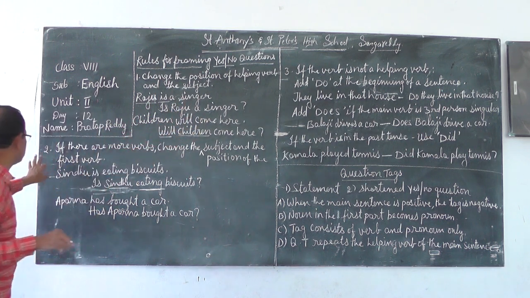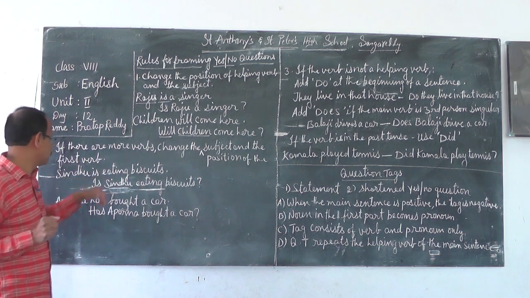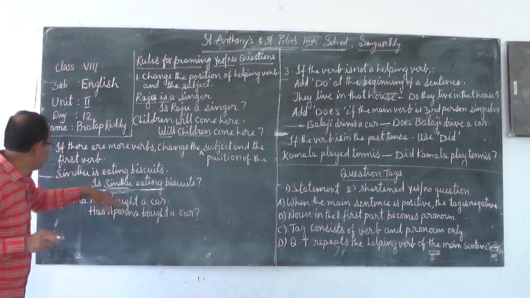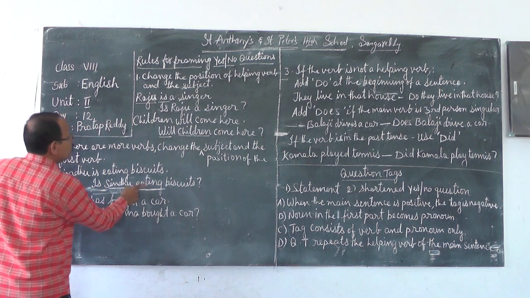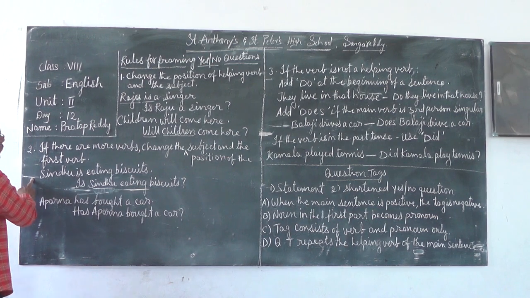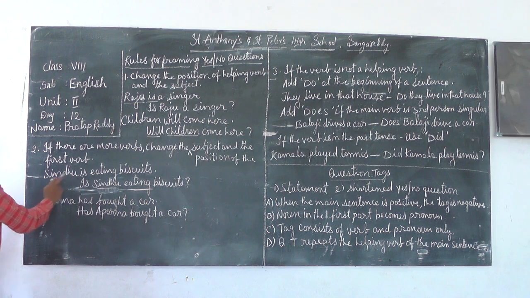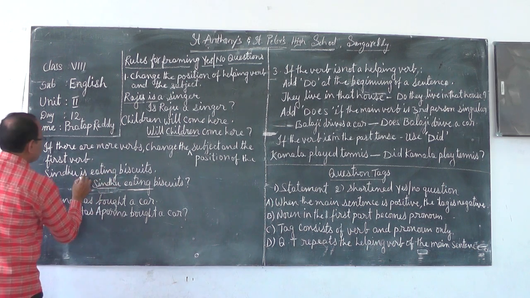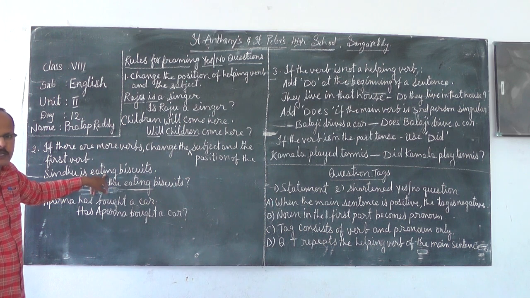Now look at this example. Sindhu is eating biscuits. Now, how to frame a question? Is Sindhu eating biscuits? Bring this helping verb again at the beginning. Place it before the subject. Is Sindhu eating biscuits? Because this is helping verb. Sindhu is the subject. And we have one more verb here, eating. Eating also is a verb.